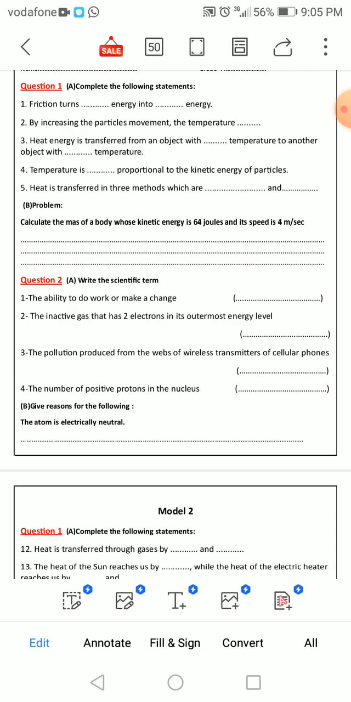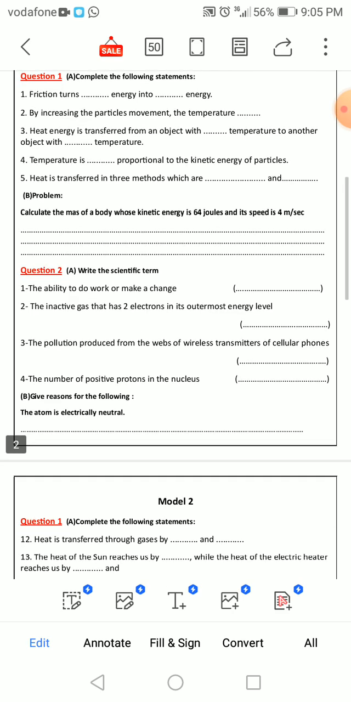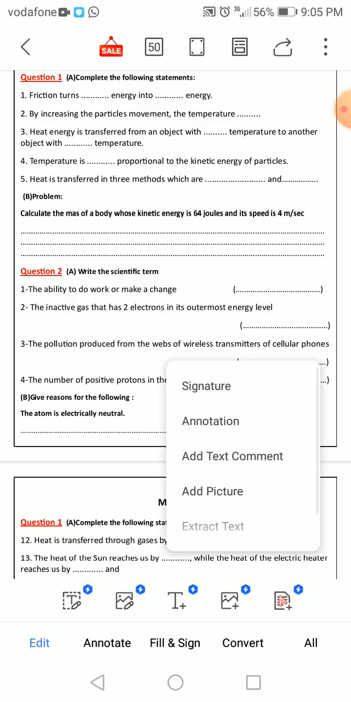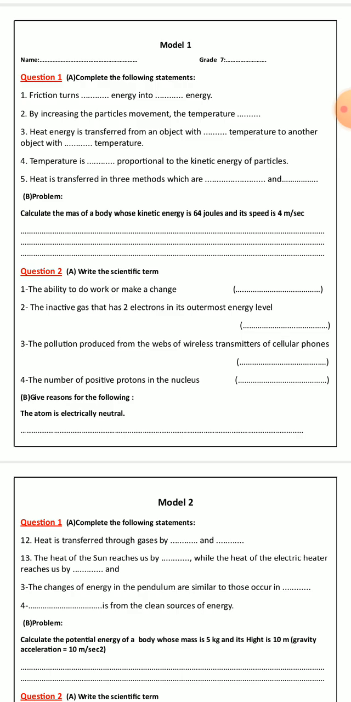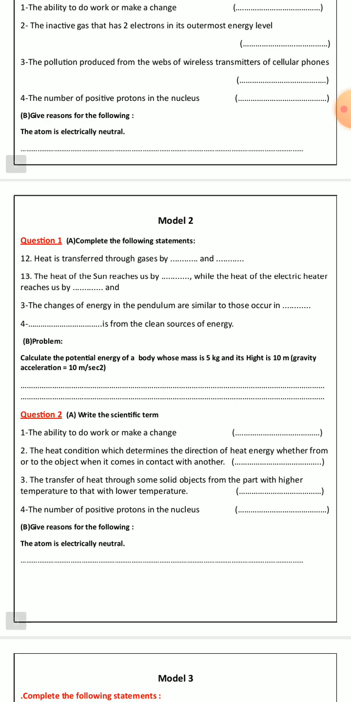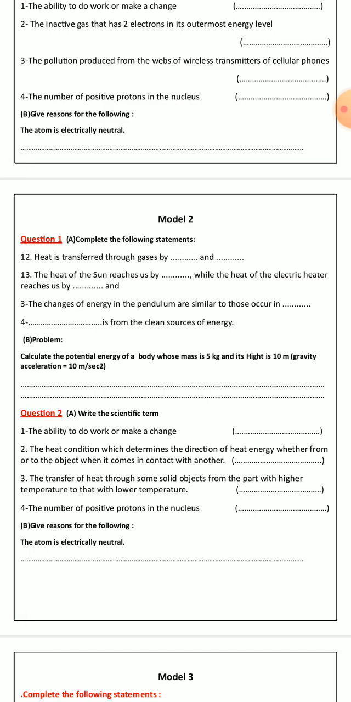The pollution produced from webs of wireless transmitters of cellular phones, so it's electromagnetic pollution. Number 4 is the number of positive protons in the nucleus, so it's atomic number. And finally, give reason. The atom is electrically neutral because the number of positive protons equals the number of negative electrons. And about model 2, heat is transferred through gases by convection and radiation.